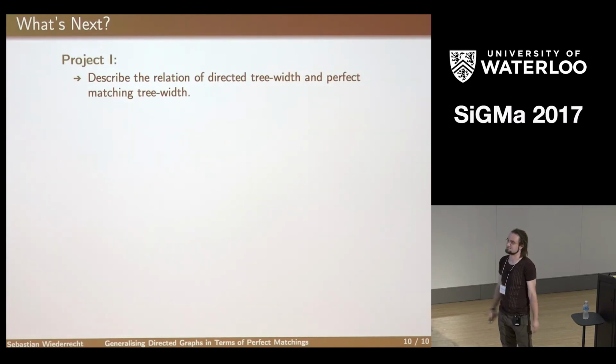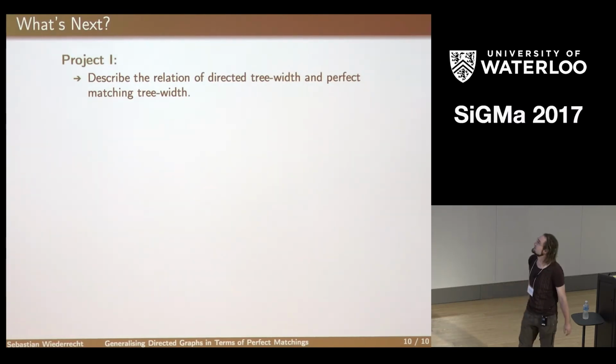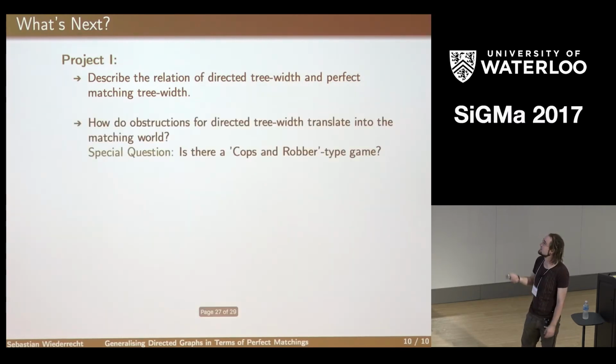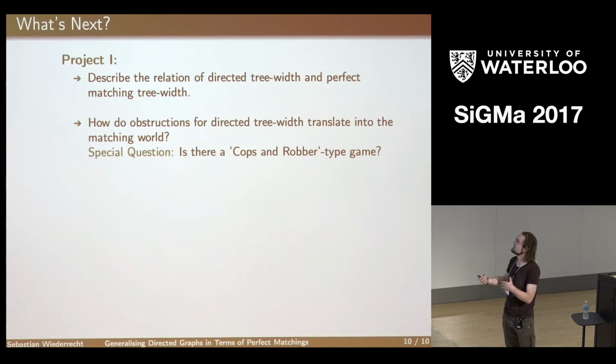And now the question is, what comes next? So the first project would be to lift directed tree width to perfect matching tree width. And aligning with this, we also ask the question, how can we translate abstractions for directed tree width to the matching world? Especially we are interested in a cops and robber type game.